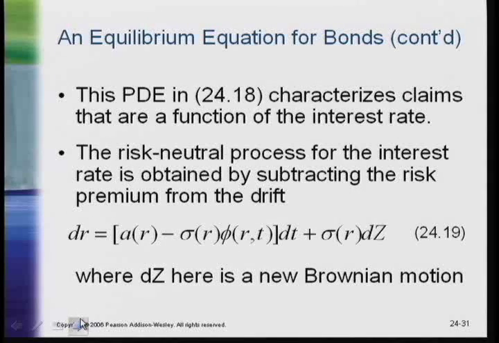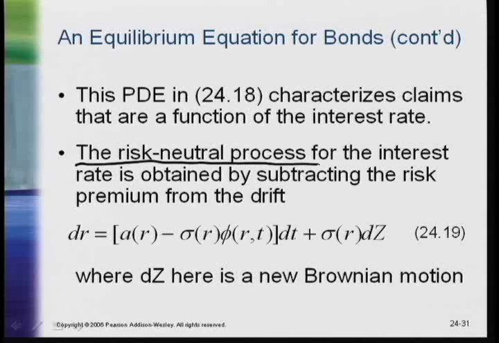So we have a PDE, a partial differential equation, that characterizes claims, any claim that's a function of interest rates. A simple zero-coupon bond is, in fact, a derivative security on R. It's a security whose value derives from the value of R. So a simple zero is a derivative contract. We can also then think about more complicated derivative contracts on R, various types of options. So now what we're going to do is create a risk-neutral process.